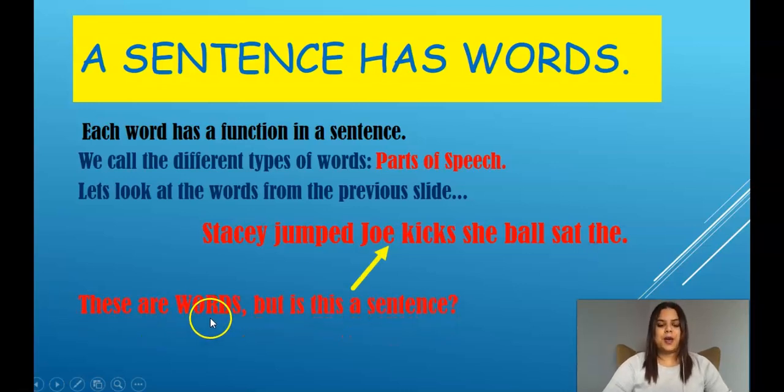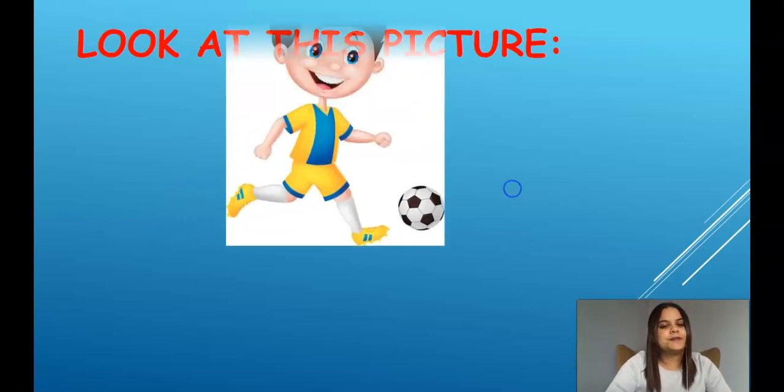These are words, but is this a sentence? Now we've come to the conclusion that a sentence has words, but these are just words. Is that a sentence? Stacy jumped, Joe kicked, she ball sat the. I don't know, grade 4s, is it? I don't think so. So let's take it a step further. Let's see how we can start making us a sentence, okay?